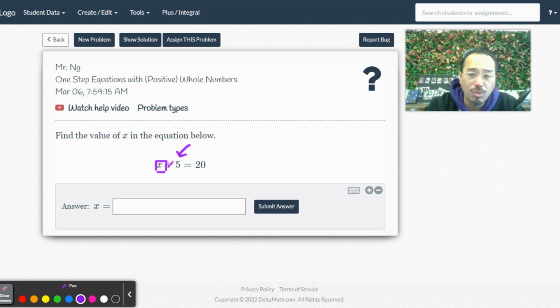And we don't want plus, right? So we're going to do the opposite to get rid of that 5. So I'm going to subtract 5 on the left side of the equal sign. And I'm going to subtract 5 on the right side of the equal sign, like so. Make sure they're nice and lined up. 5 minus 5 is 0, so they cancel out.